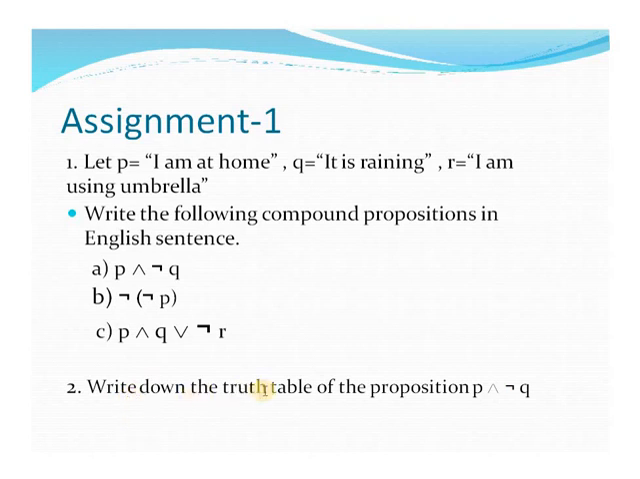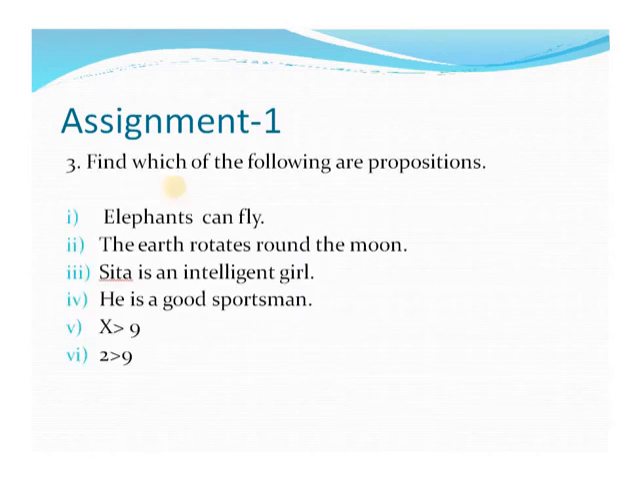Second question, write down the truth table of the proposition P and not Q. Can you write down the truth table of P and not Q? When I say proposition, it's basically a compound proposition, but in future we will only say proposition instead of compound proposition. The third question is, find which of the following are propositions. So here there are some statements. You have to find which are basically propositions as per definition. That is the end of lecture 1.